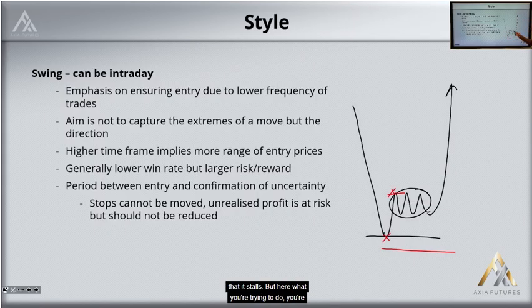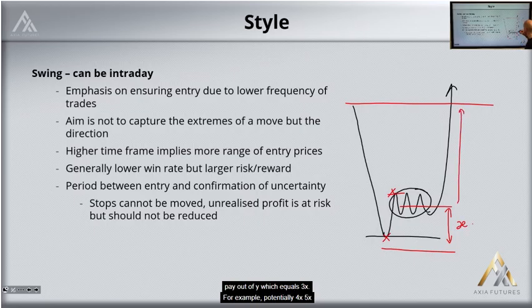But here, what you're trying to do is capture this move, perhaps all the way back up here. So yes, you may have a risk of X, but you've got a payout of Y, which equals 3X, for example, potentially 4X, 5X even. And so what you're looking for is a high payout on trades.